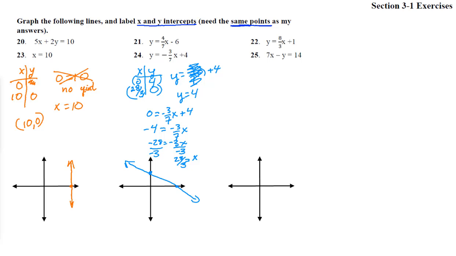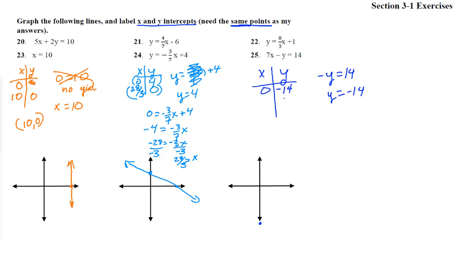Good. And now for number 25. Again, x and y, we're going to stick in 0 for x. If we stick in 0 right here, then we get 0 minus y equals 14. Divide by a negative 1, y equals negative 14. Ooh, that's going to be way, way down here like there.